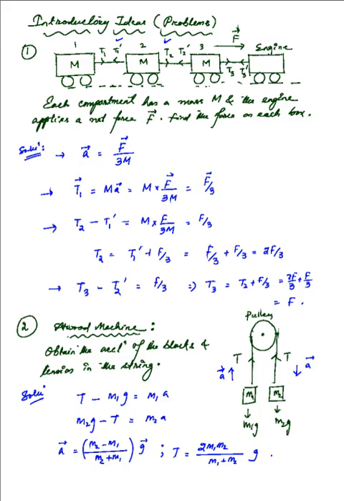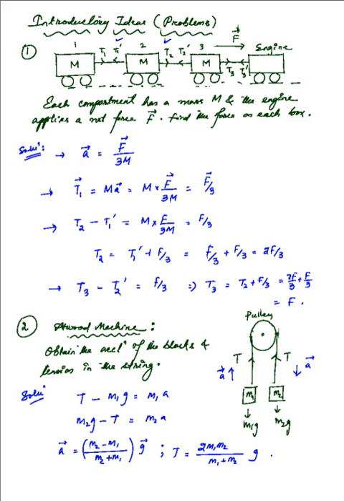This first one over here shows the boxes or compartments of a train, and each has a mass m, and the engine applies a net force such that it drags those masses along its direction. You can see the direction of the force right there at the top. What we wish to obtain is the force that each of those boxes experiences.